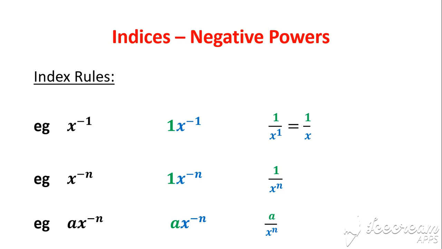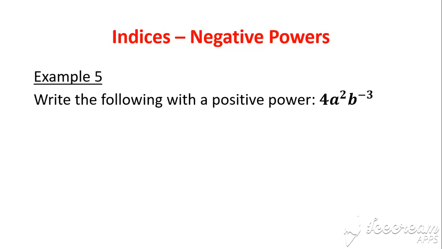Here are our index rules for negative powers that we chatted about in the last video. Let's just revise and come back to example 5 from the last video, just so you're familiar with it. We're going to write the following with the positive power, 4a squared times b to the negative 3. Well, the a squared is positive, so that's going to stay on the top of the fraction, and the b to the negative 3 is the only part that has a negative power, so that's going to the bottom of the fraction to make b cubed. So we're left with 4a squared over b cubed.